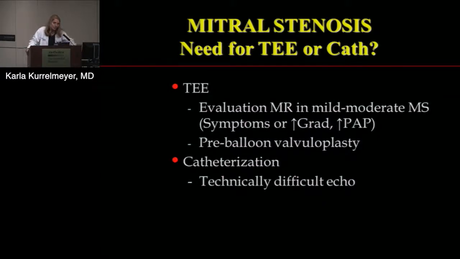It's only to determine the severity of mitral regurgitation. And this is important because some people, the mitral valve area will come out to be mild, but they're very, very symptomatic, and they really could have significant mitral regurgitation. You just can't see it because it's a very eccentric jet or it's hiding behind all the calcium. So you need to do that in somebody who you're suspicious of, the PA pressures are high, the mean gradient's higher than it should be, but the mitral valve area is only mild mitral stenosis.